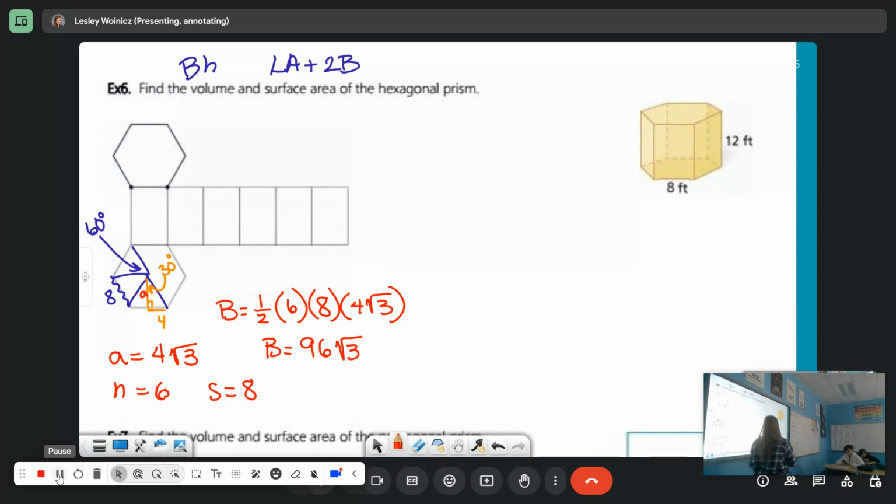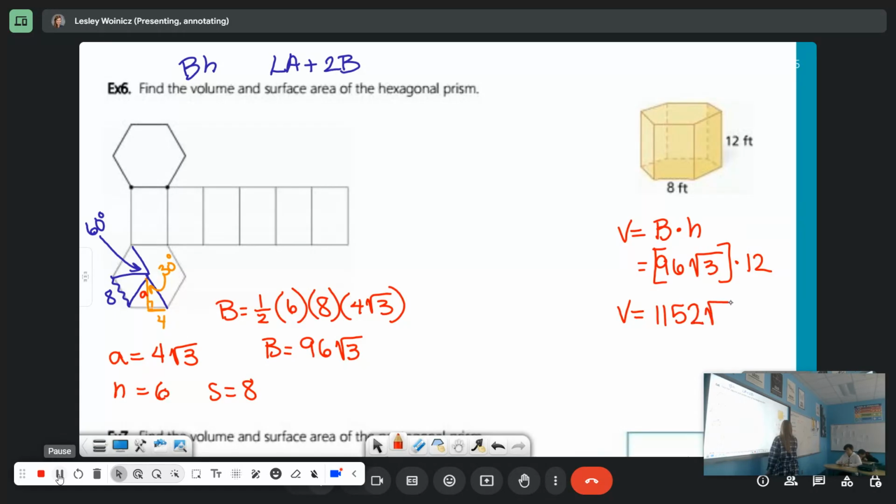All right, let's start with the volume. Volume is big B times little h. So that is 96 root 3 times 12 feet. Let's do exact on this one. Can we do exact? 1,152 root 3. These are cubic feet.